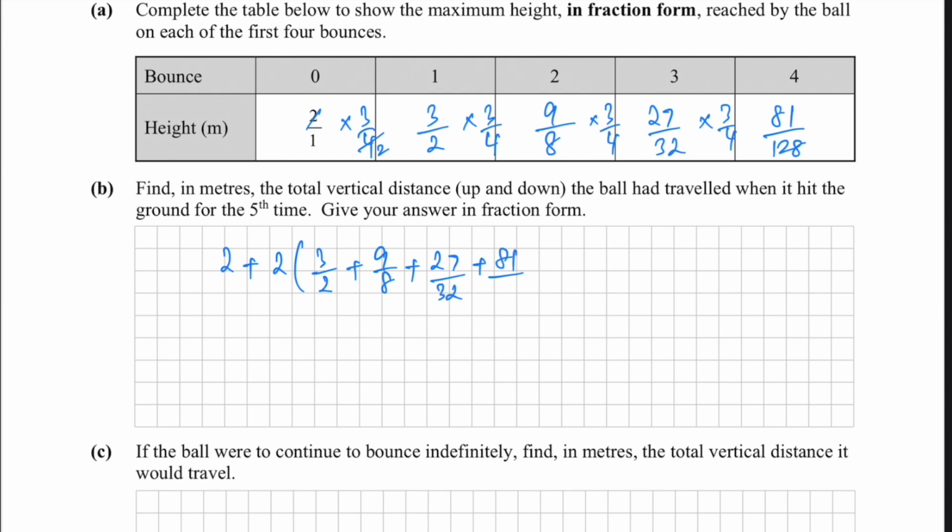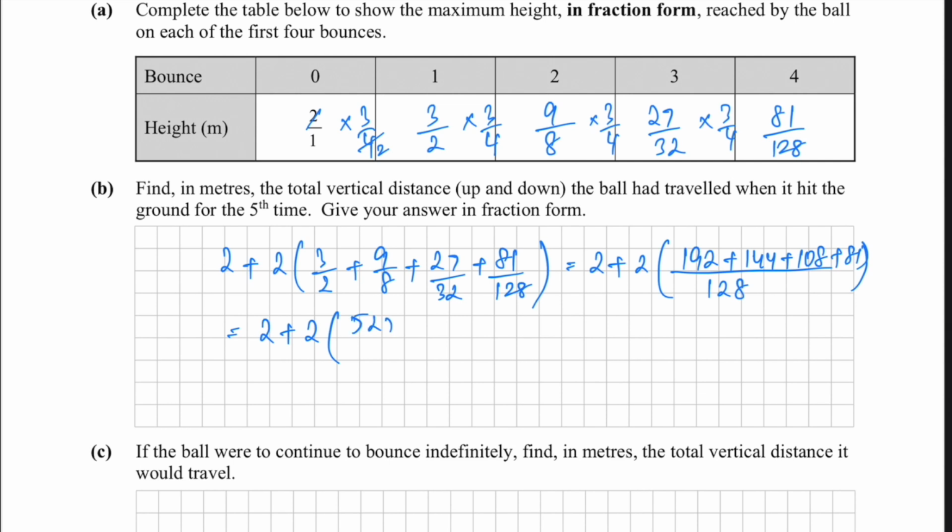27/32 plus 81/128. And we will have 2 plus 2 times, the LCM will be 128, and the 3 has to be multiplied by 64, that will be 192, plus the 9 has to be multiplied by 16, that will be 144, plus the 27 has to be multiplied by 4, that will be 108, and 81 by 1 times. If we add the numerators, we will have 525 divided by 128.